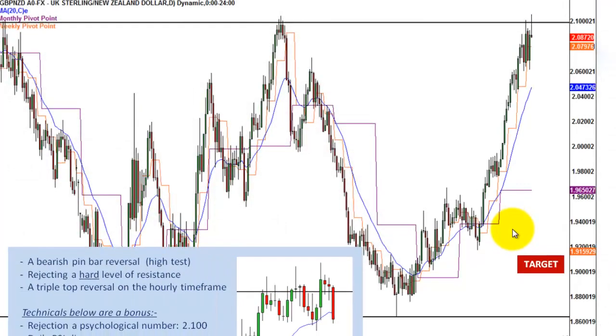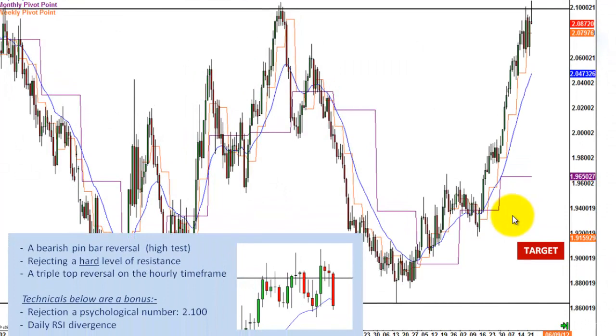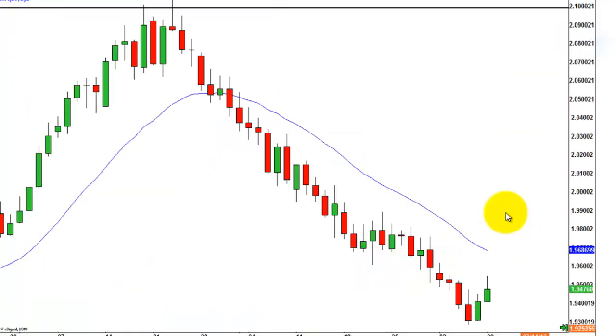As we can see here, we're essentially at the top of a very well established range, and our target will be four-fifths of the way down this range in order to get a very decent reward from it, and we'll manage it along the way. Let's see how we did.